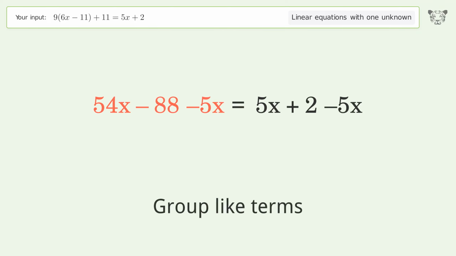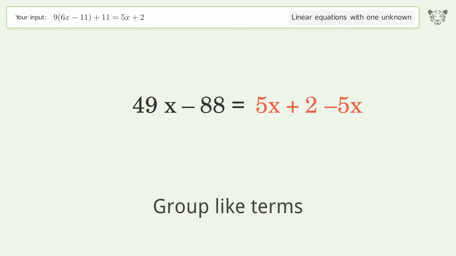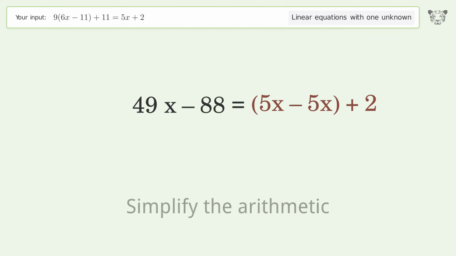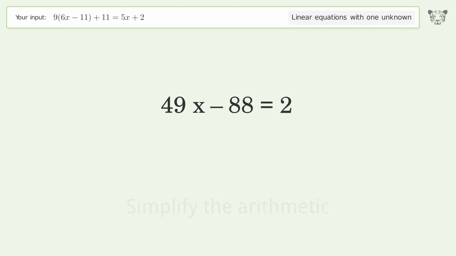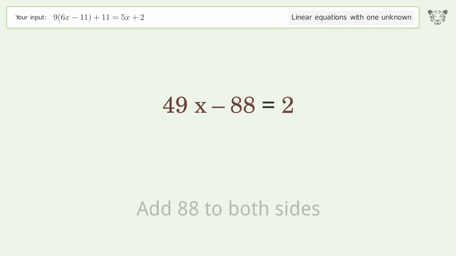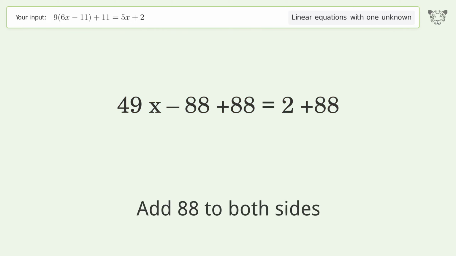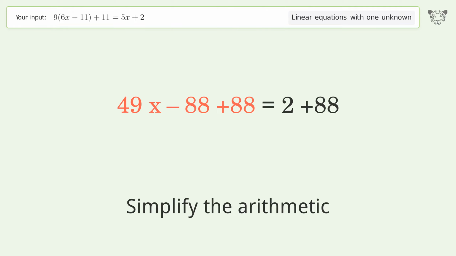Group like terms. Simplify the arithmetic. Group like terms. Simplify the arithmetic. Group all constants on the right side of the equation. Add 88 to both sides. Simplify the arithmetic.